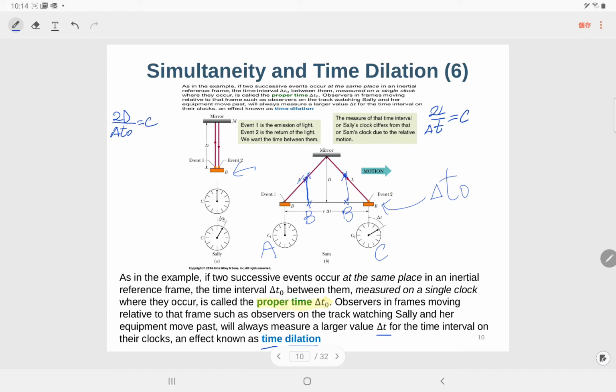But if you have two clocks, one is at this point, this clock is at this point. If A reads clock 1, C reads clock 2, then this time difference will be delta t rather than delta t0. And delta t0 is called the proper time.